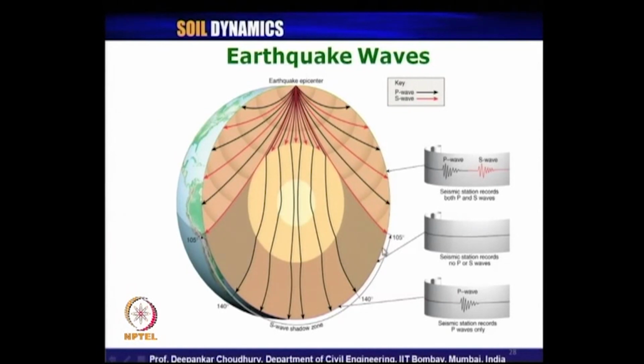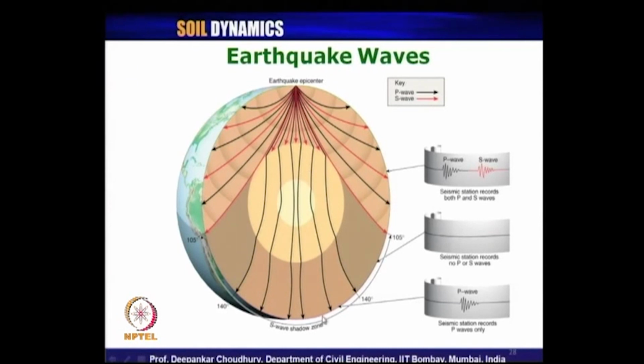Whereas, if some seismic recording stations are located in this zone, that is between about 105 to 140 degrees, their seismogram will record nothing, because neither P wave nor S wave reaches this region. It is a shadow zone for both P wave as well as S wave. So, though the recording station is there, they cannot record anything. They will not feel anything, as if no earthquake has happened in the other part of the world.